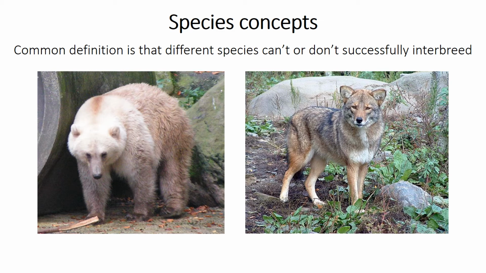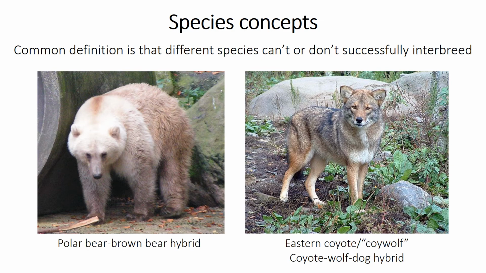Right. So this concept works fine for the vast majority of things, but there are probably more hybrids with different species as their parents than you might guess. For example, polar bears and brown or grizzly bears can hybridize and have done repeatedly so in the past. Some brown bear populations actually contain substantial polar bear DNA in them. And the eastern coyote, or there's something called the coywolf, is derived from interbreeding between coyotes, wolves, and domestic dogs. Some people argue that it should be a separate species.